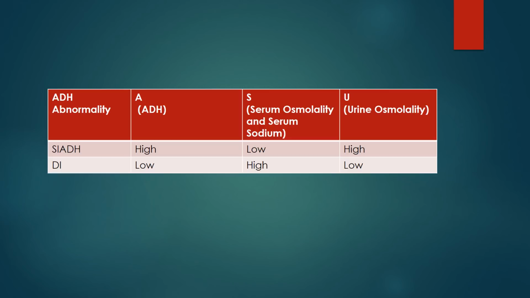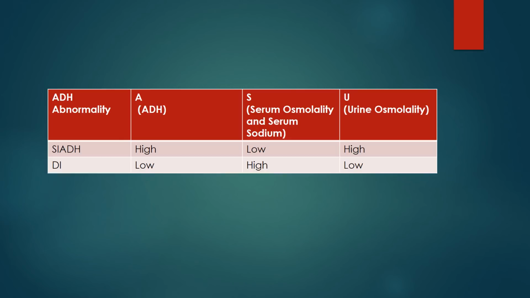And for the purposes of this table, A refers to ADH, and S refers to serum osmolality and serum sodium, and U stands for urine osmolality. So let's see what we get. Our first row will be SIADH. Now, all you have to remember is that SIADH has a lot of letters, so our amount of ADH will be high. So write high in that first box, or an up arrow in that first box.